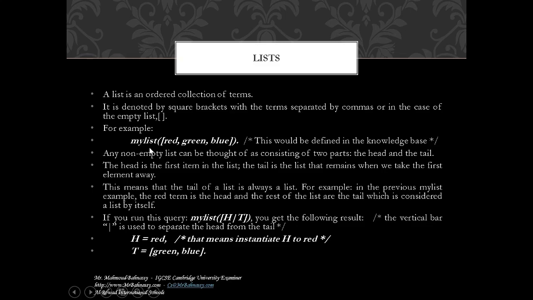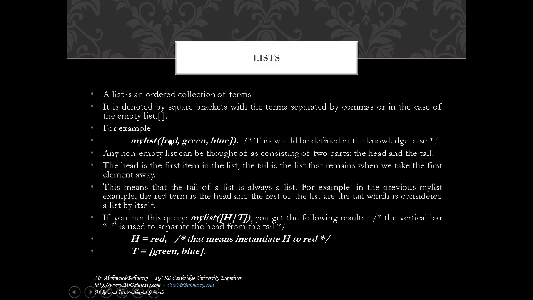2 things to say about the list. Number 1, it should be in order. Number 2, the first item in the list is all the time considered the head, and the rest is going to be considered the tail. So the list in Prolog consists of 2 parts, head and tail. The first item is the head, and the rest of the items is going to be considered the tail. And this is how we consider it: H is for the head, and T is for the tail.